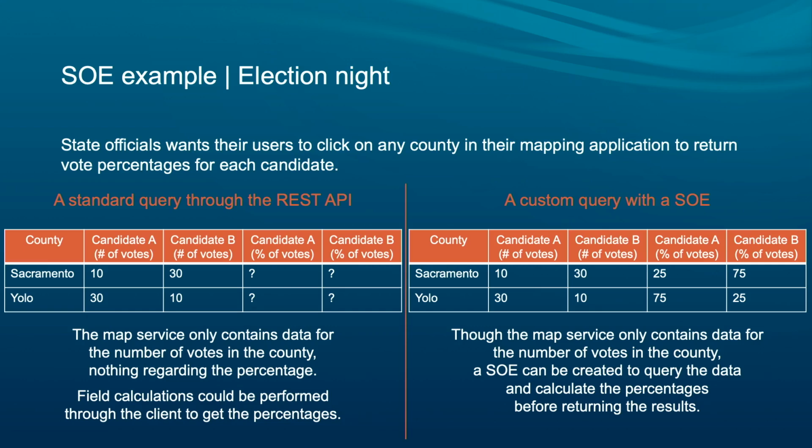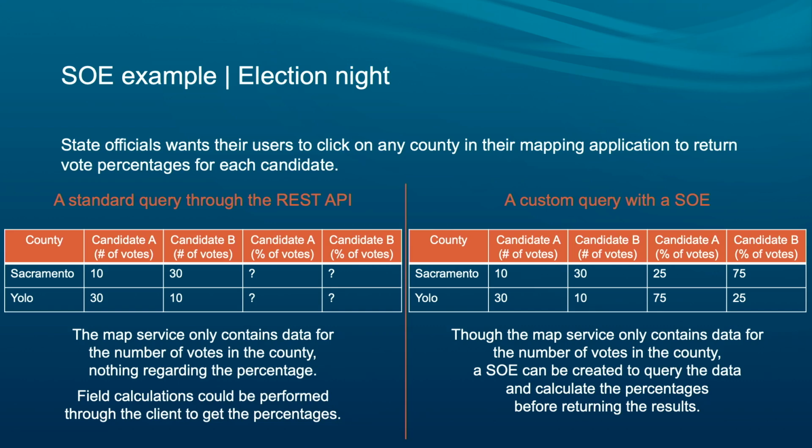The map service only has those raw numbers. Now, field calculations can be performed by the client, but that's going to put all the load on the client, and also you will not have that consistent experience of getting the percentage of votes through the client if the client doesn't know to look for it, and it's not going to be doing server-side rendering. With a custom query of an SOE, you can have field calculations show up. You have this percentage shown there in real time.